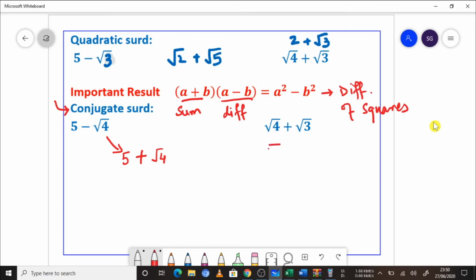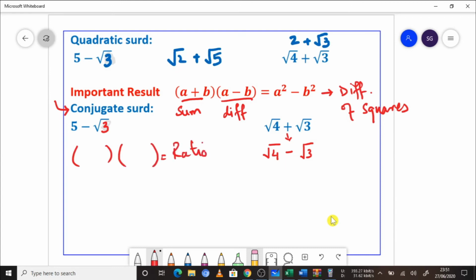Similarly, if we have this, we take these two terms as they are, but reverse the sign in the middle. So we have root of 4 minus root of 3. The concept of conjugate surd is, let's say we have 5 minus square root of 3, and this is our original surd. Now we want to find a surd which, when multiplied by this original one, gives us a rational number. So the concept of conjugate surd is that surd which, when multiplied by the original one, gives us a rational number. Finding the conjugate surd is very easy.